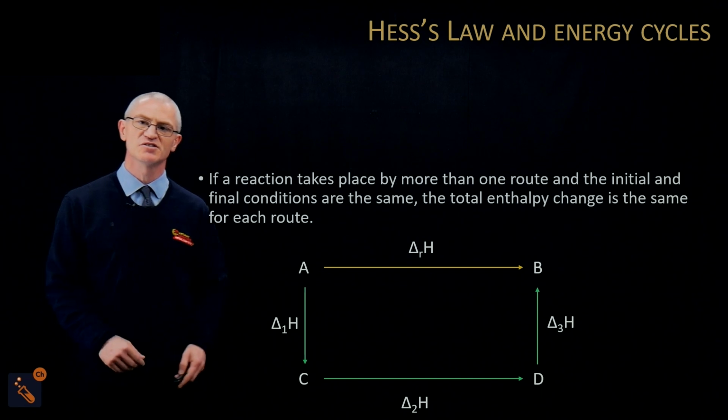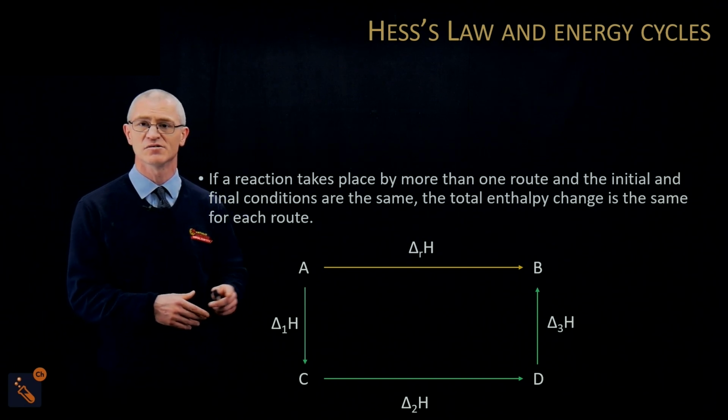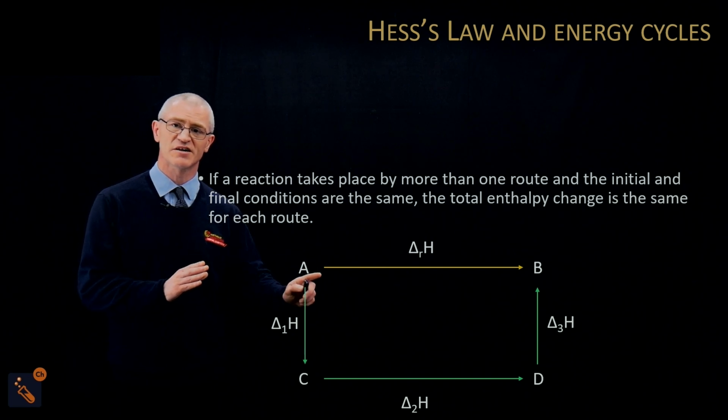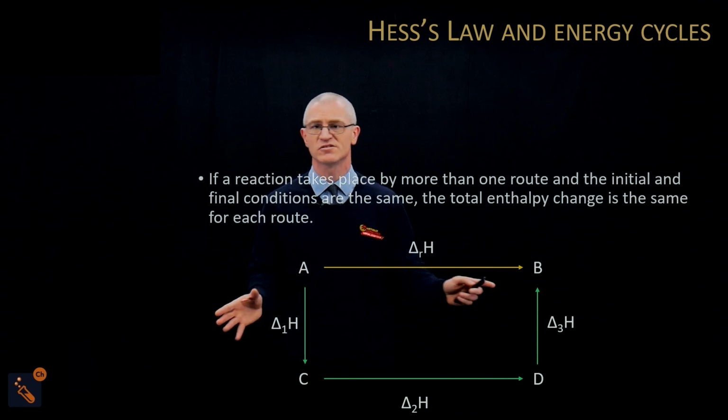So we've now moved on to a different example. And again using Hess's law. So we've got these arrows looking like we did on the other one. And don't worry if it's a triangle, a square, or anything like that.